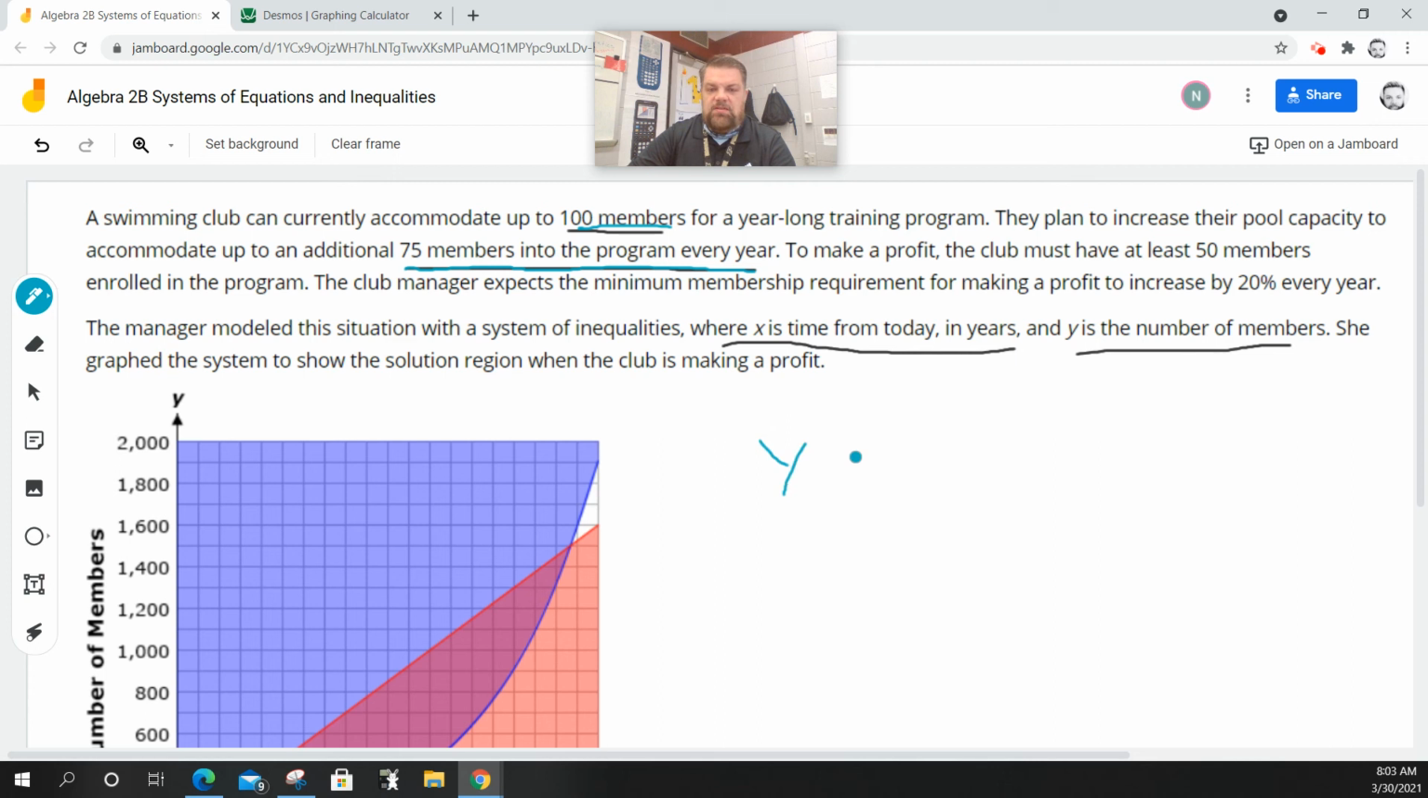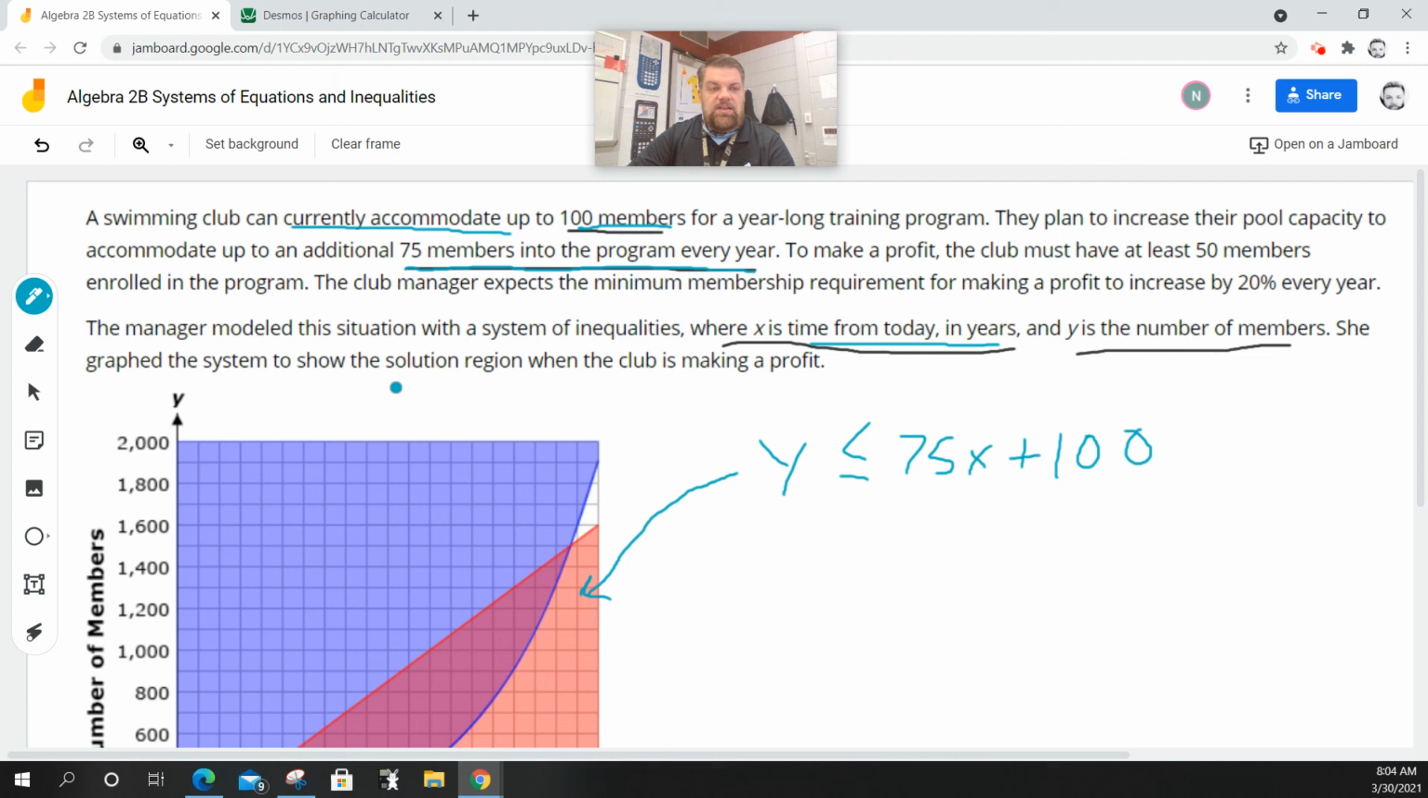So Y, and I don't know what symbol to put in there, but it's going to be 75 per year, right? Because X is the time from today in years, plus they currently accommodate 100 members. So now the value would be less than. Now, that's the orange graph, right? So that's this orange graph right here, okay?